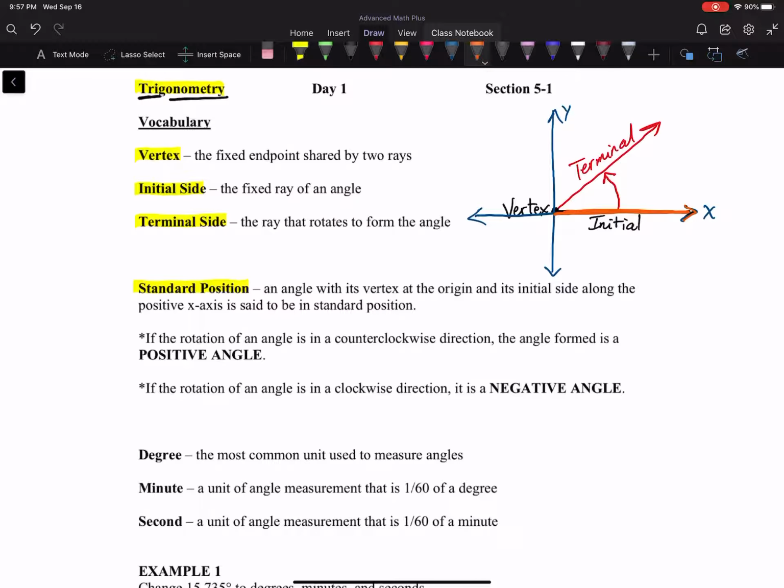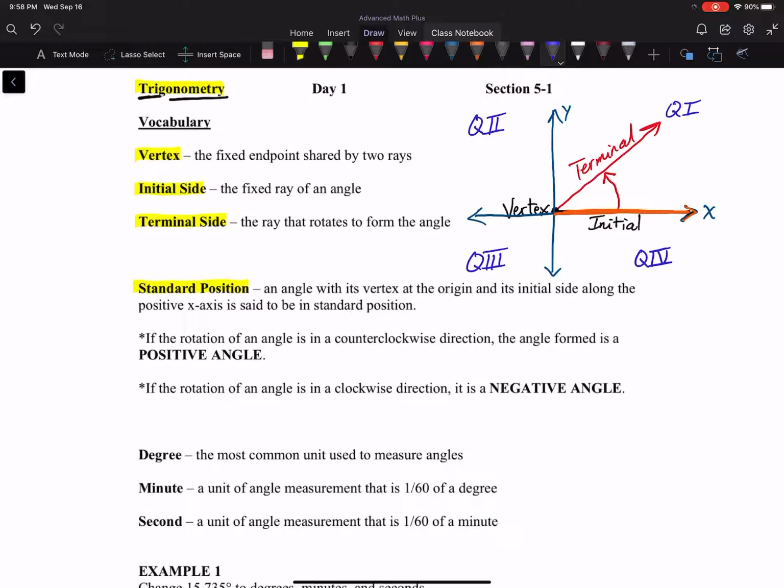And you'll probably remember this. You have quadrant 1 at the top right, quadrant 2 on the top left, quadrant 3 on the bottom left, and quadrant 4 on the bottom right. And so those are your four quadrants in your standard coordinate plane.